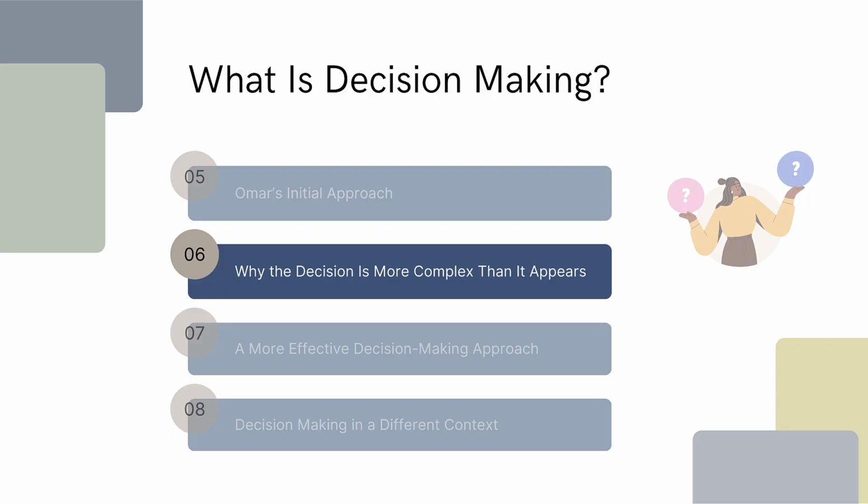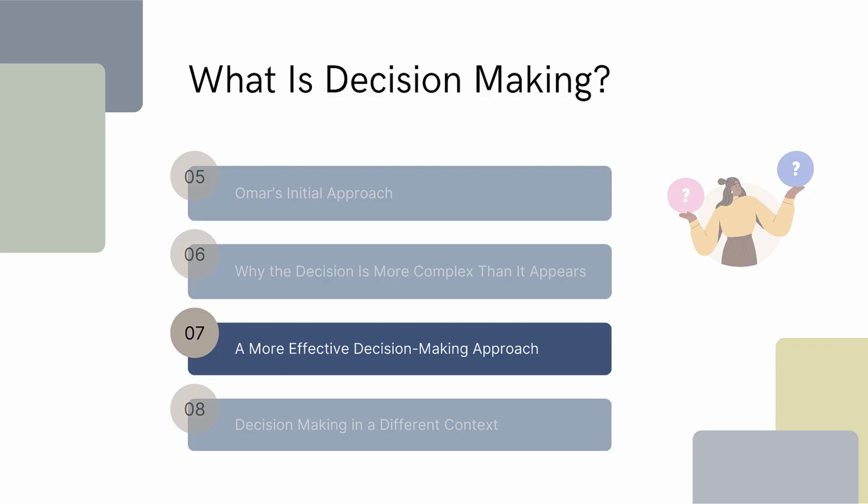He cannot visit the plot every day. He must work within the actual size of the space. These constraints do not make the decision impossible. They help define which alternatives are realistic. A more effective decision-making approach.